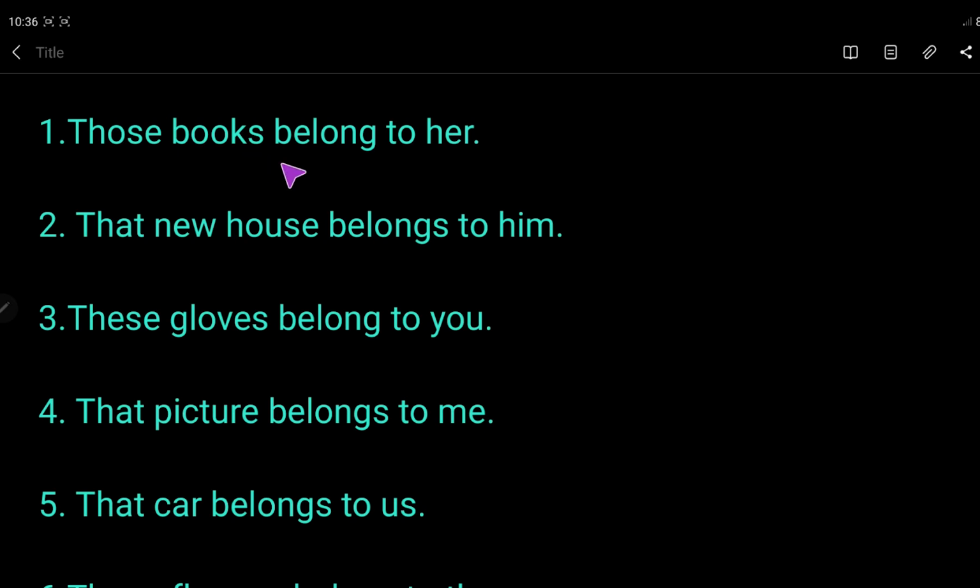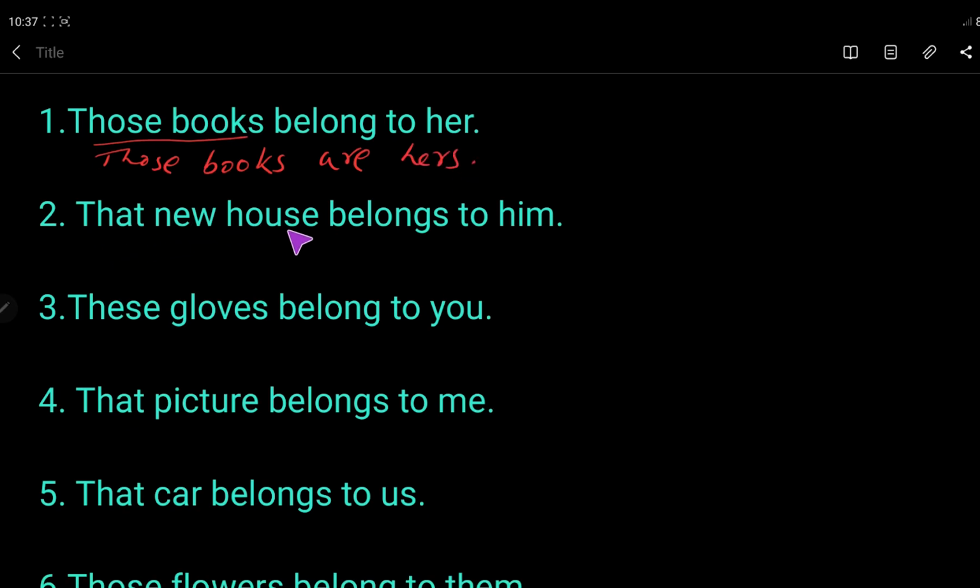Here it is written, those books belong to her. Those books are plural form, that's why in place of belong to we will use are. We can write those books are hers. That new house belongs to him. This is that new house, singular, that's why we will use is. We can write that new house is his. In place of him we can use the possessive pronoun his.